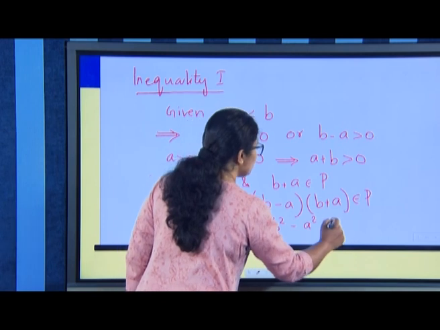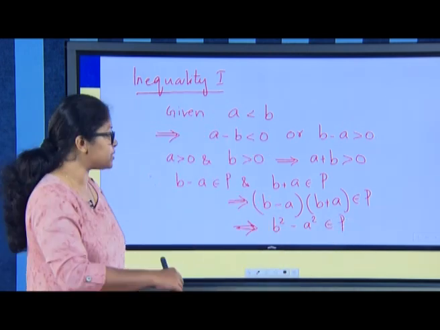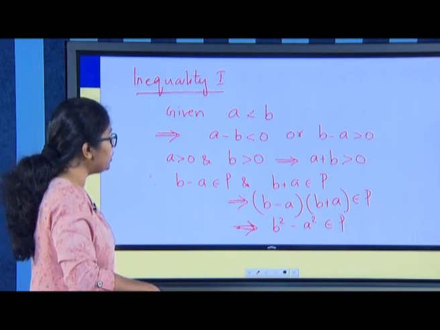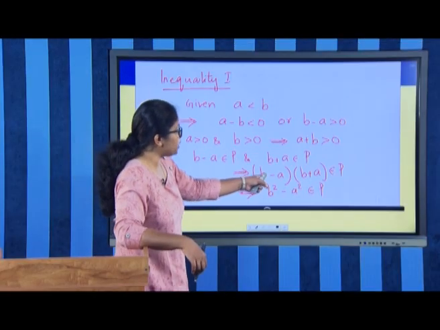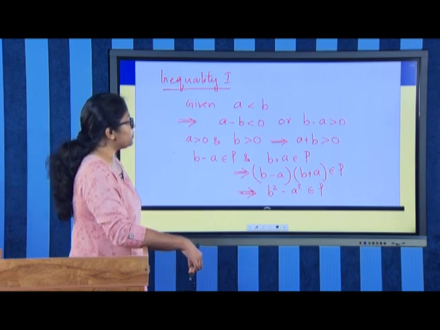You have studied in school, it is an identity we have studied in school. B minus A into B plus A is equal to B square minus A square. So, that belongs to P.